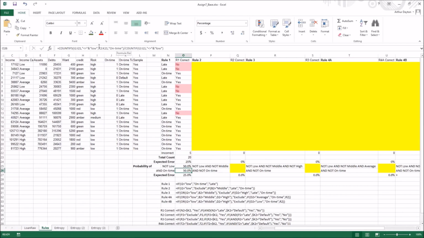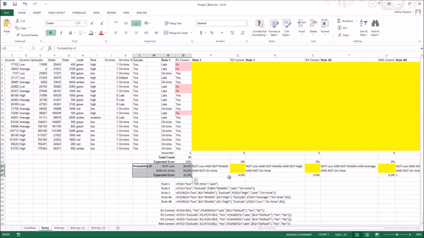So there we could just say not equal to low, then our on time column K equal to on time, and divide that by the total values that are not low to get a probability of 50%. We multiply those two values together and we get the same expected error, 25%, that we predicted up here. Personally, I think this value is a little easier to calculate, but it's good to know both ways to go about this, even though they get you to the same place.